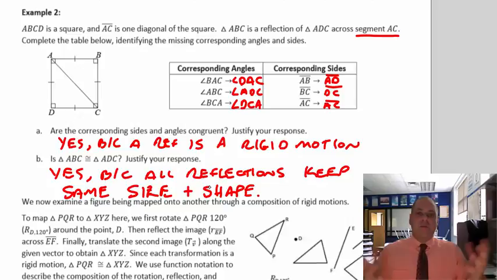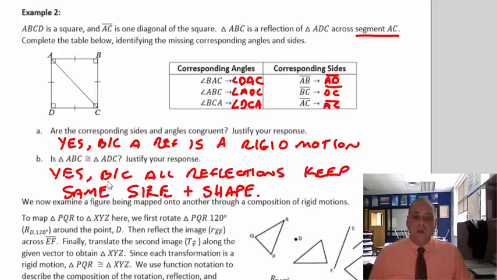So any rigid motion, reflection, rotation, translation, those are our rigid motions. Those are our isometries. They're called isometries, right? All of those, reflection, rotation, translation, they keep the same size and shape. Therefore, you keep congruence.